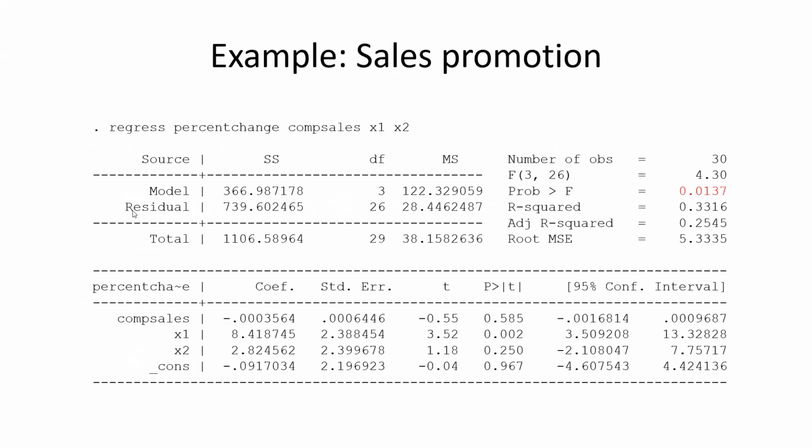Here is the output from the regression. And here we see, well, this is new for you. This F-test is already implemented in the data output. And the probability associated with it is 1%, 1.37%.